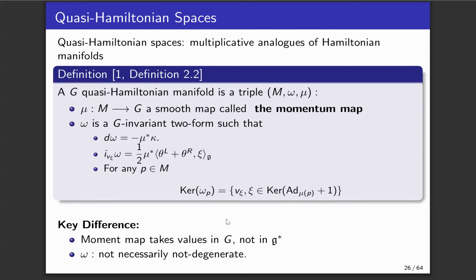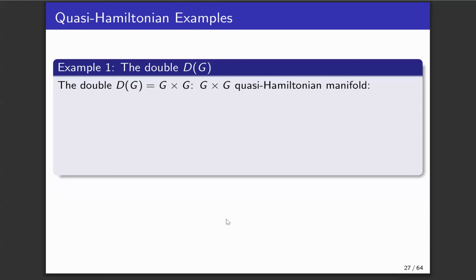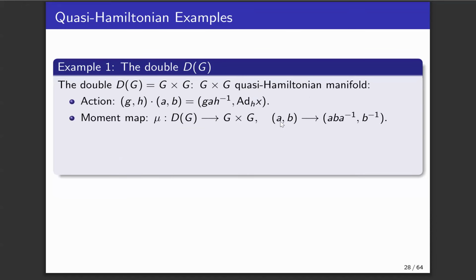Then let's move on to see some basic examples of quasi-Hamiltonian manifolds, and we start with the double. The double of G, which is equal to G times G, is a G times G quasi-Hamiltonian manifold. And how do we describe this structure? First, we define the action of G times G on the double. As you see, we have this left action and this right action on the first component of the double.